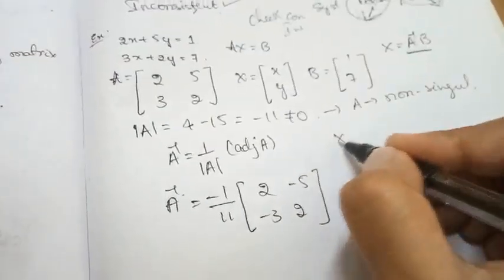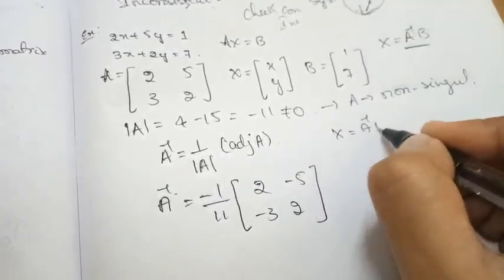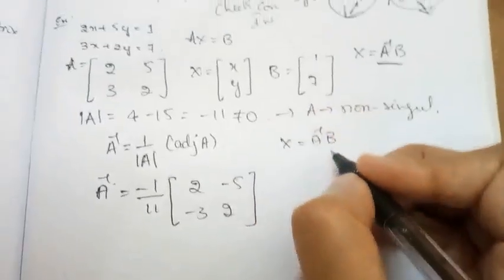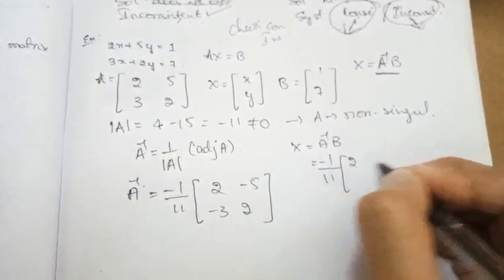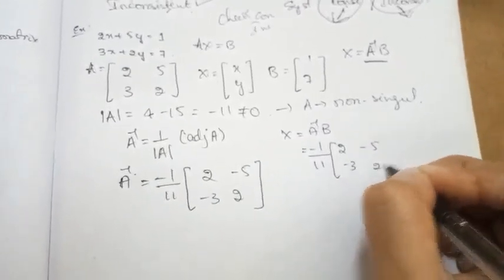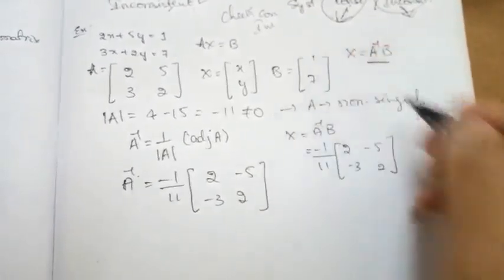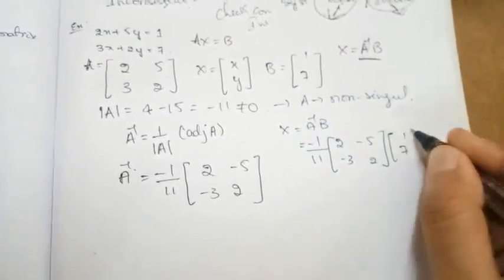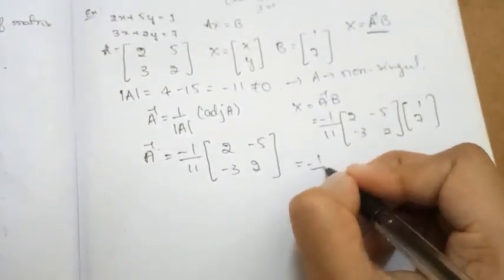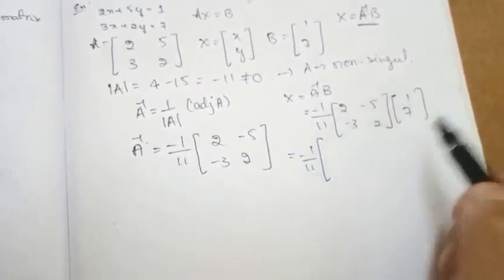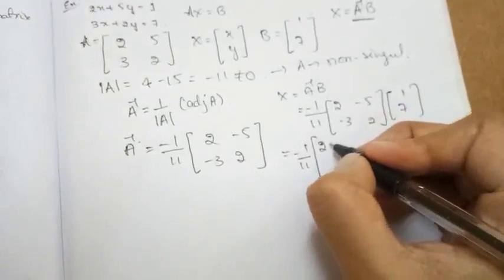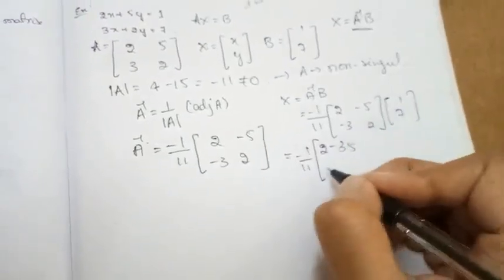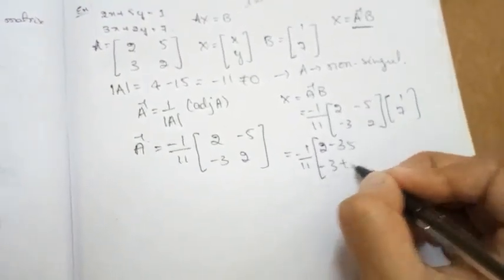Now let us go with X is equal to A inverse B. Our A inverse value is minus 1 by 11 times the matrix 2, minus 5, minus 3, 2. The value of B is 1, 7. Keeping minus 1 by 11 as it is, I multiply: 2 into 1 is 2, minus 5 into 7 is minus 35. Again, minus 3 plus 7 twos are 14.